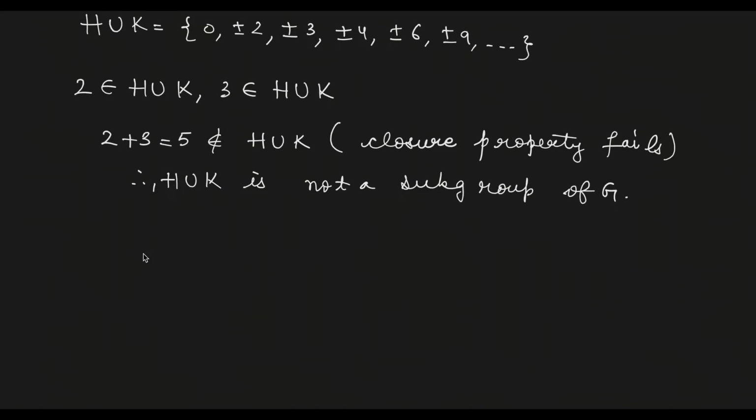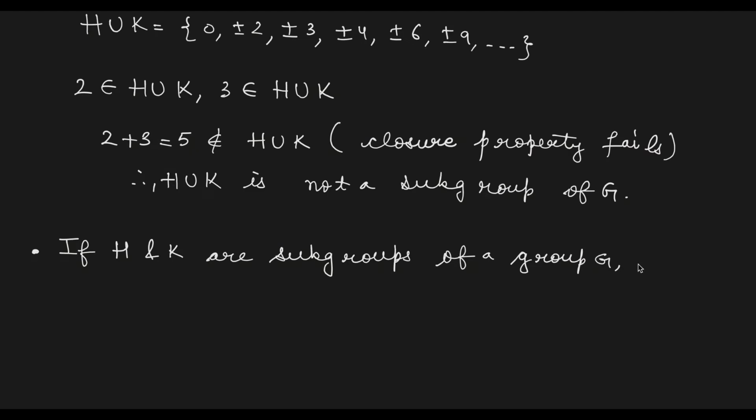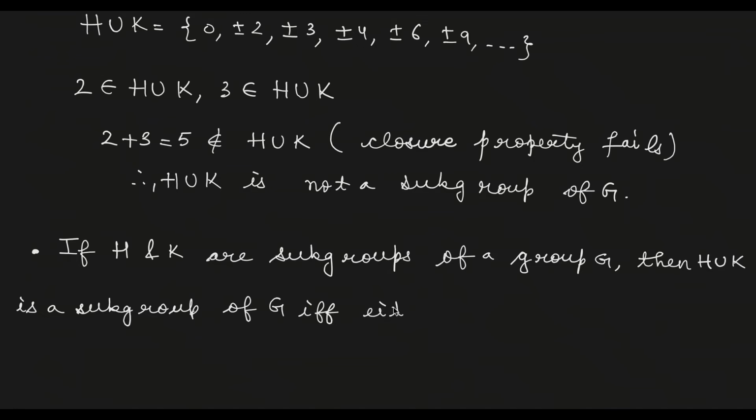Now when can we say that the union of two subgroups is a subgroup? If H and K are subgroups of a group G, then H union K is a subgroup of G if and only if either H is contained in K or K is contained in H.